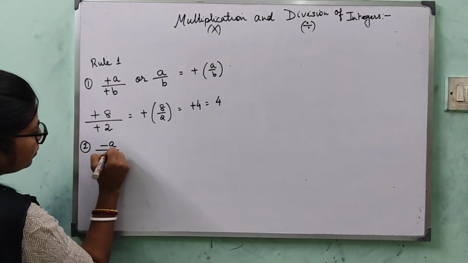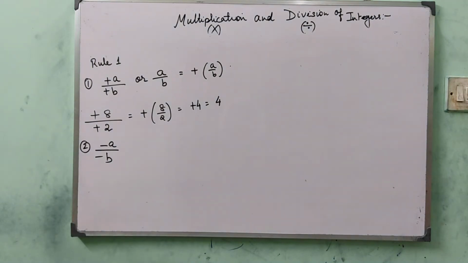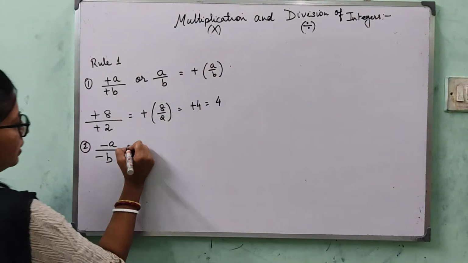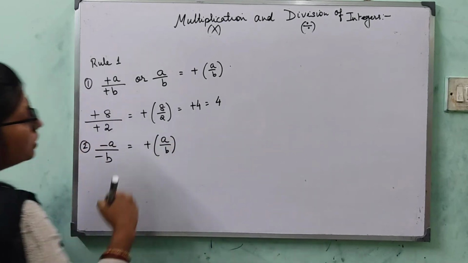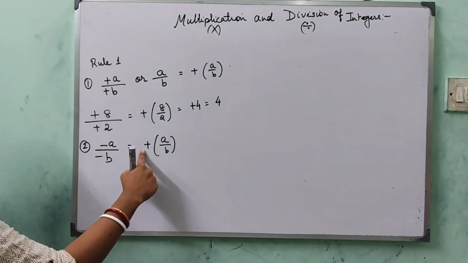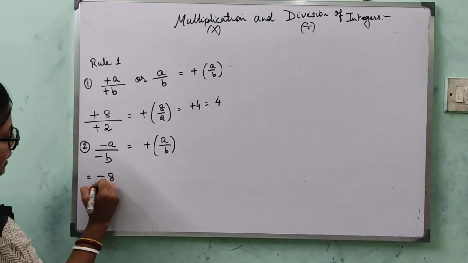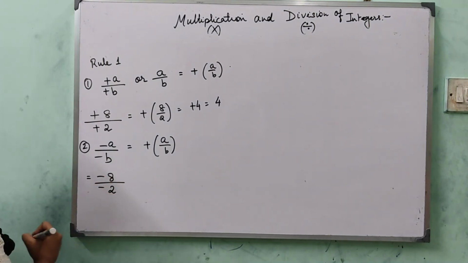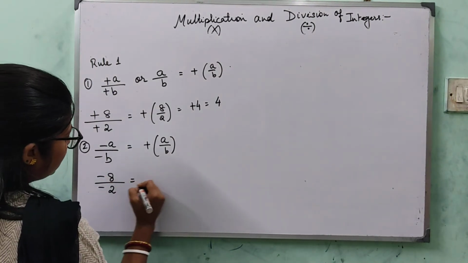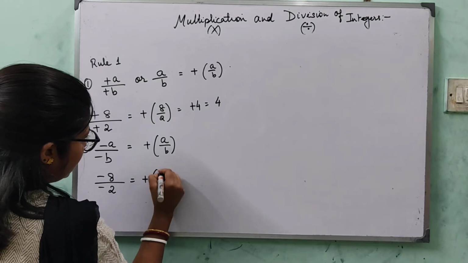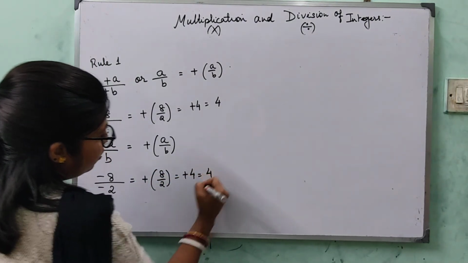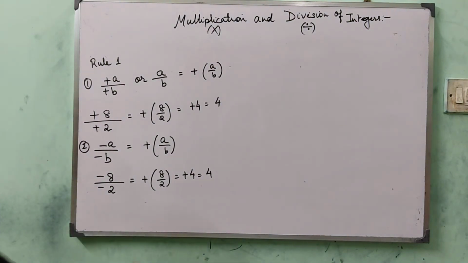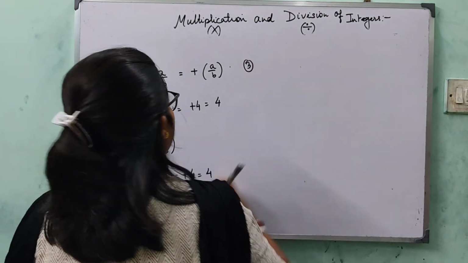If both the numbers involved have a minus sign, then the answer will have a positive sign, that is minus 8 divided by minus 2. What will this be? That is equal to plus 8 by 2, that is equal to plus 4 or simply 4.